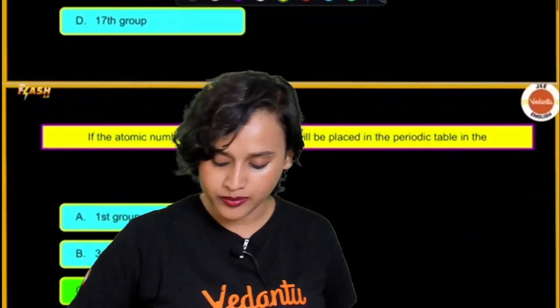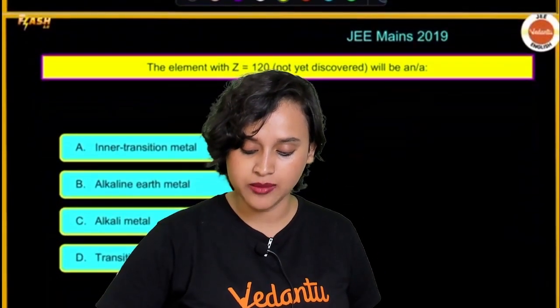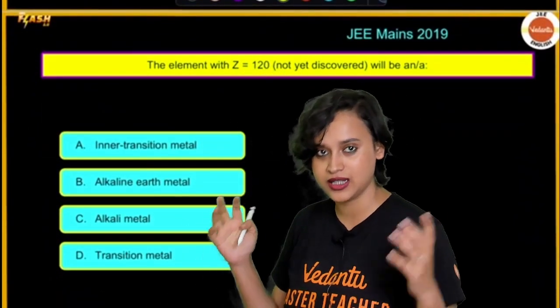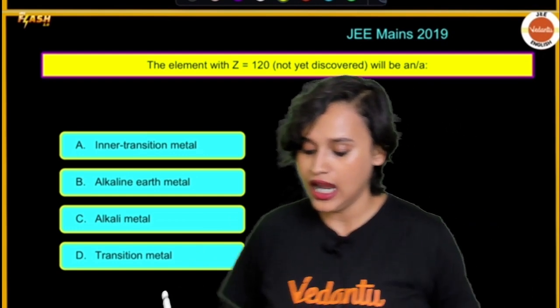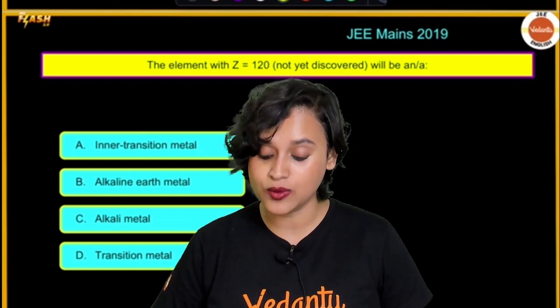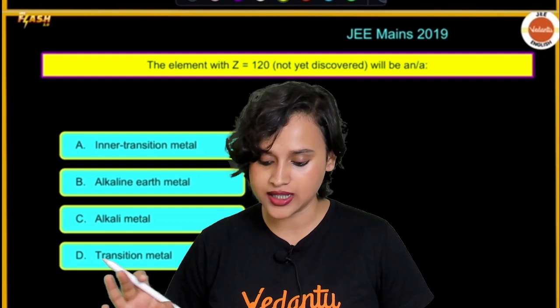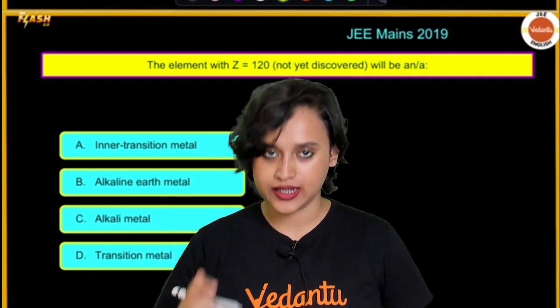Now moving on from this, let us have a look at a JEE Mains 2019 question. That means this is the previous year question, everybody. And the question is, the element with Z is equal to 120. It has not been discovered yet. Where will you put this?